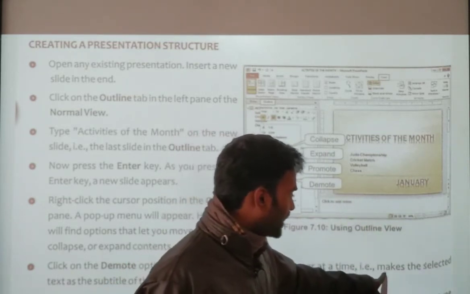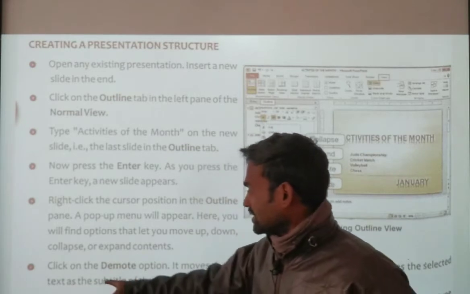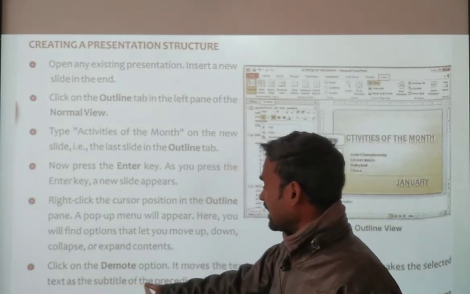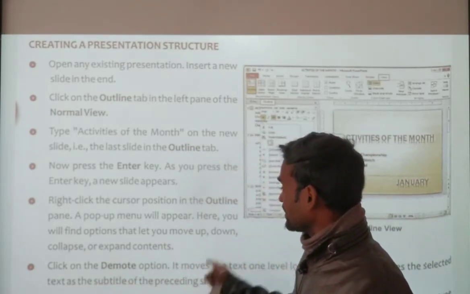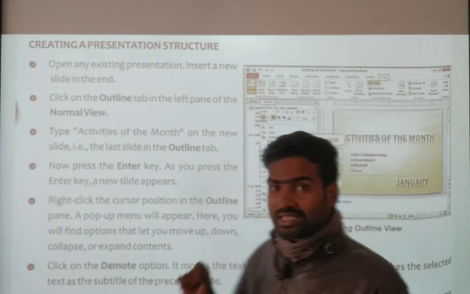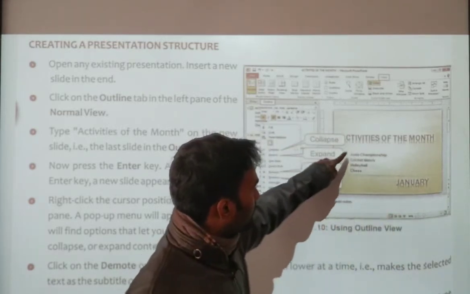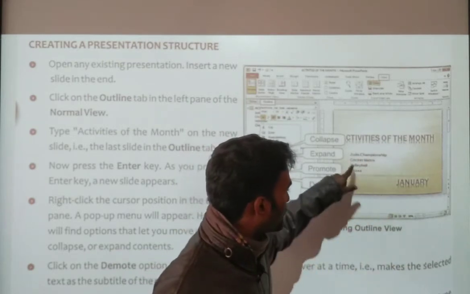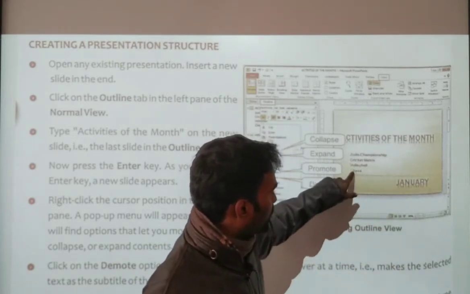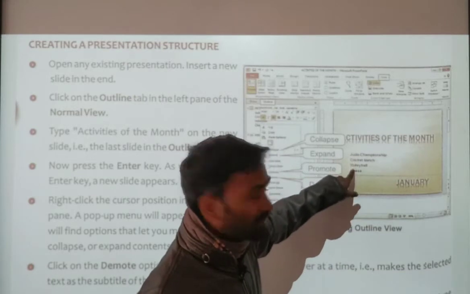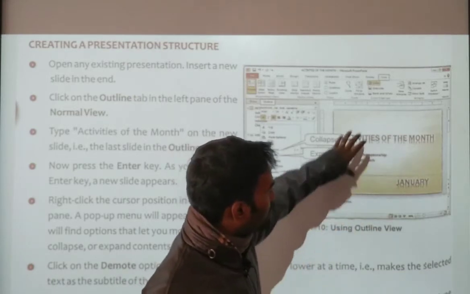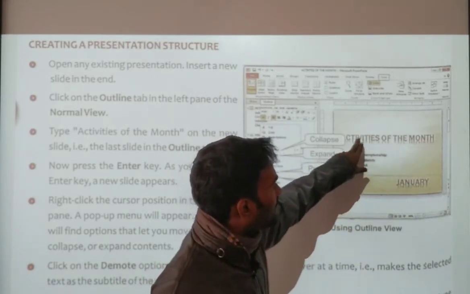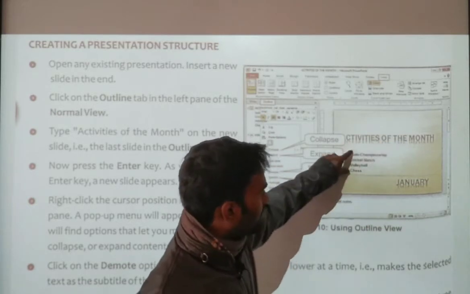Okay, this makes the selected text a subtitle of the preceding slide. So what they were trying to say here is, because of activities of the month, here we have judo championship, cricket match, volleyball, chess. So all are separate matches. In the first slide we have given activities of the month and separate matches.